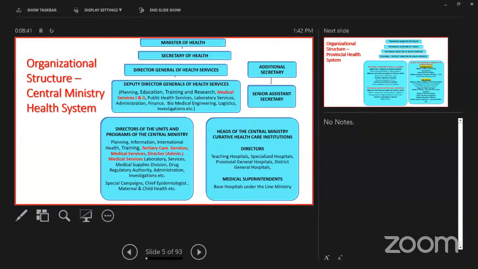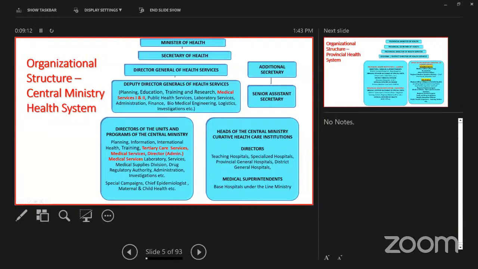So under the department head, the Director General of Health Services, there are Deputy Director Generals of Health Services, like Medical Services 1 and Medical Services 2. Under these DDGs, there are either directors of units or programs of the Central Ministry, or certain curative healthcare institutions under the Central Ministry. Those directors will be there.